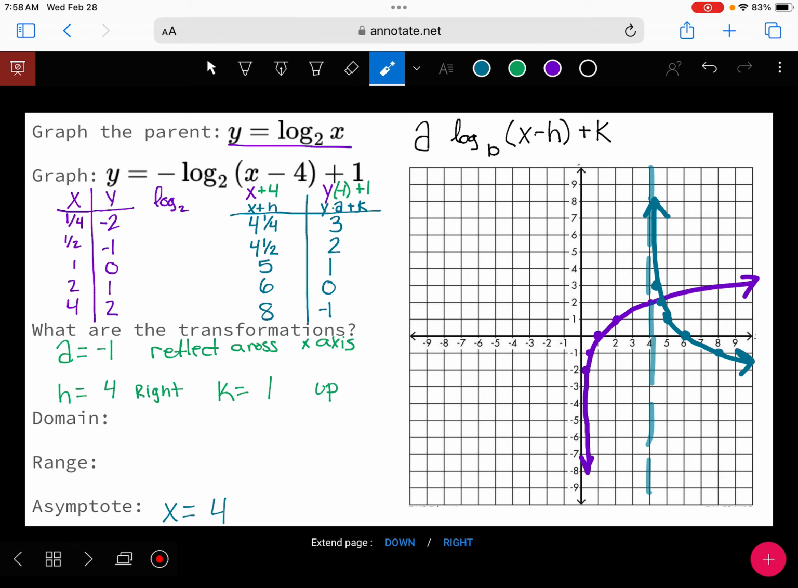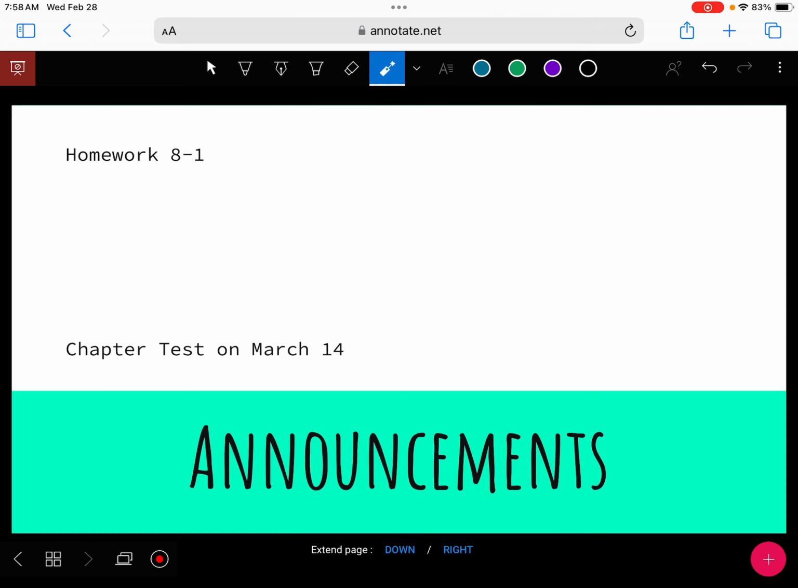That is the end of what we wanted. We're just going to skip domain and range because the last piece you have on your homework are those 2 graphs, and I'm going to go turn on announcements.